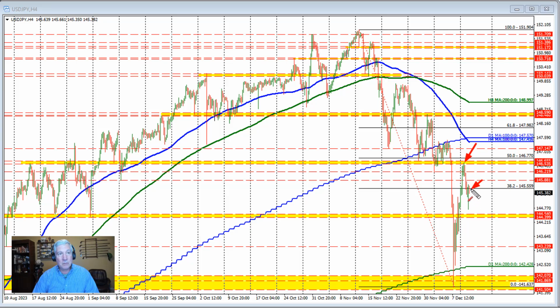at least from a technical perspective. The question now is, can we get and stay above the 38.2 at 145.55? Right now we are seeing the price rotate away from that level, trading below it at 145.38.